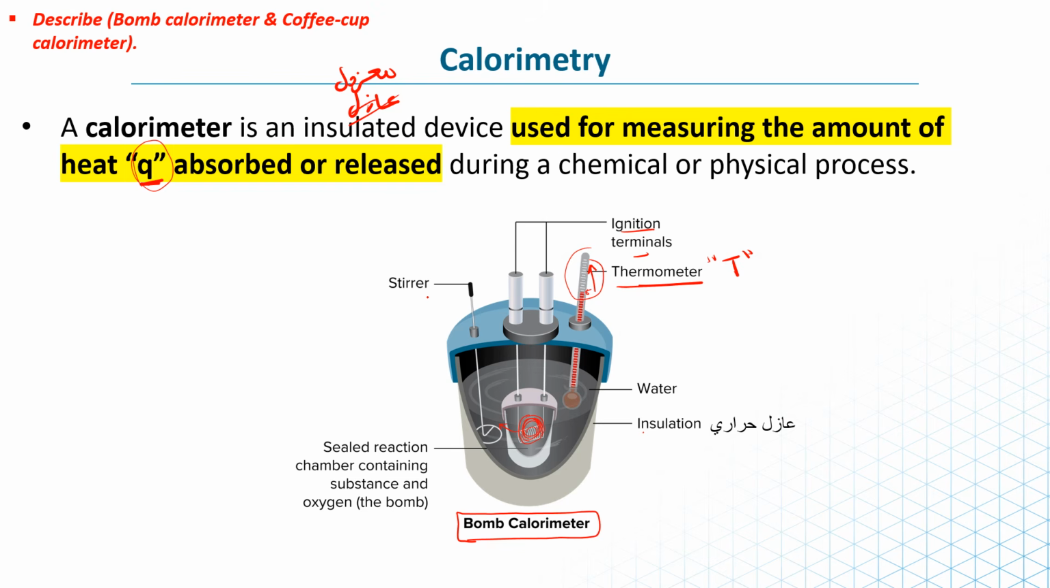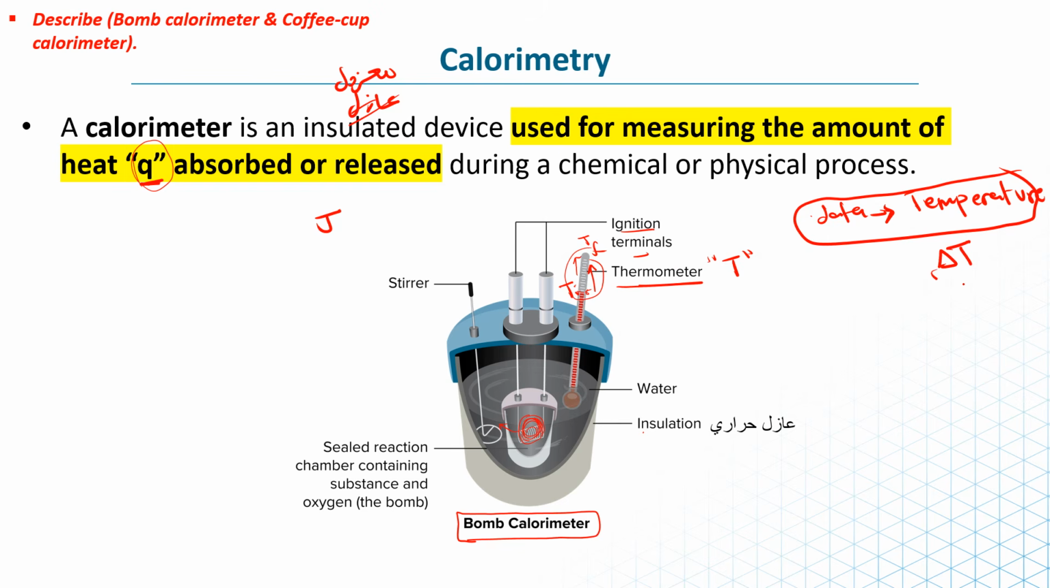So actually, the only data we get from here is temperature. We cannot read energy. We cannot see the heat in joules, we can only see the change in temperature. So we can get delta T, because the temperature was T initial, and then it goes up and becomes T final. So we can get delta T, and we know the famous equation, right? Q equals C m delta T.